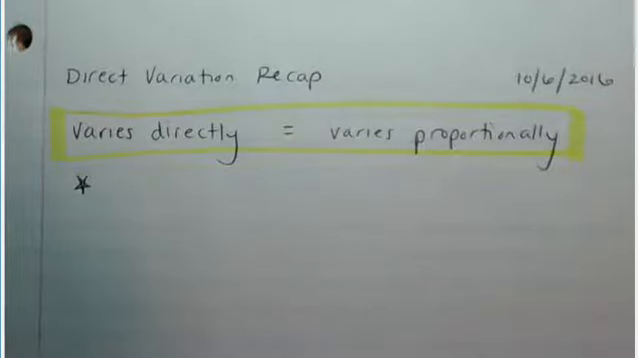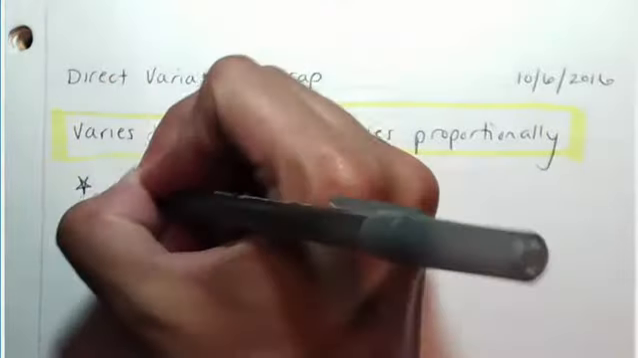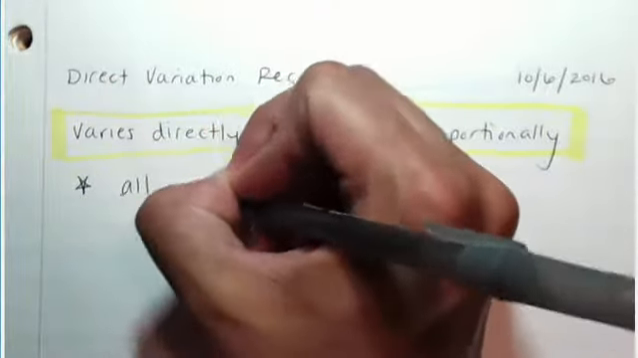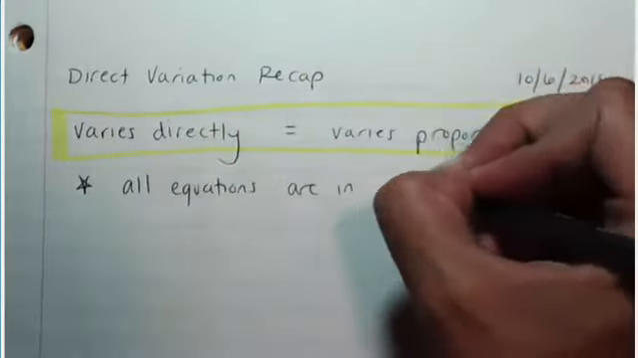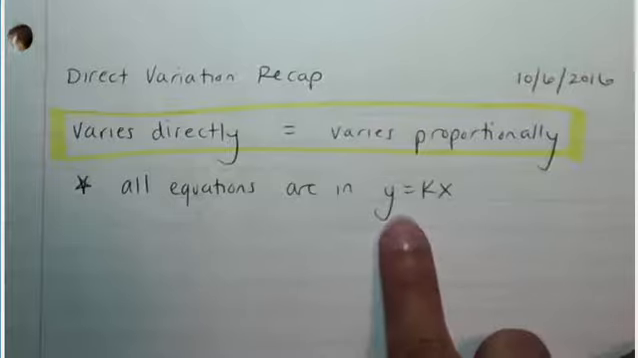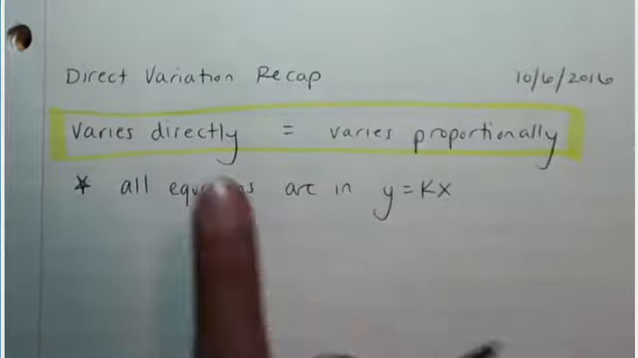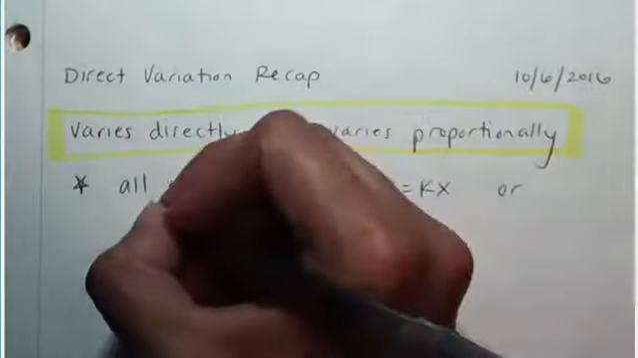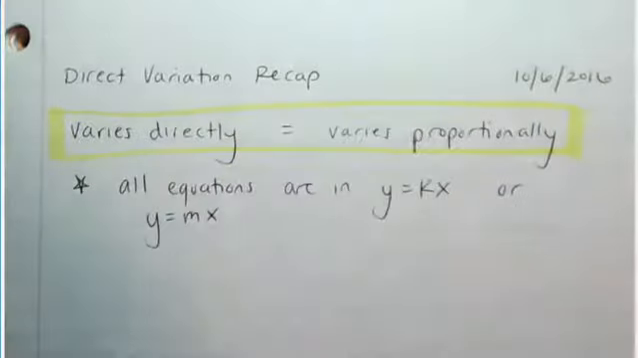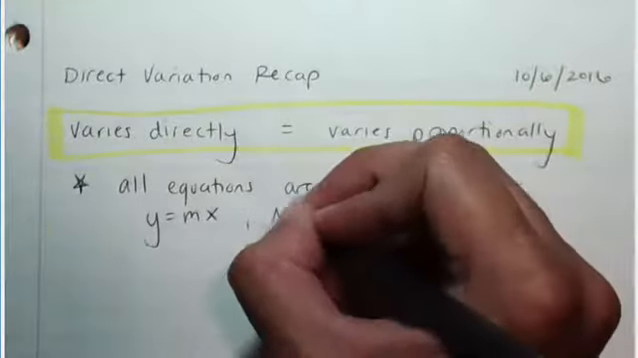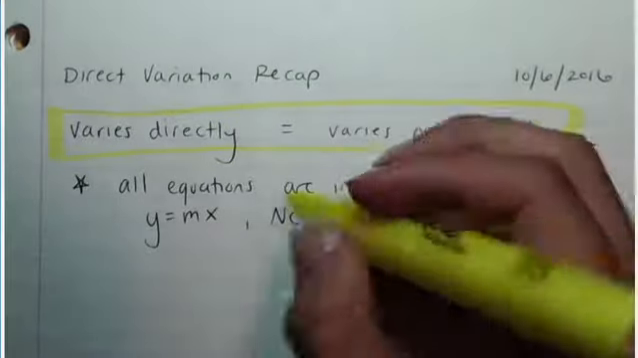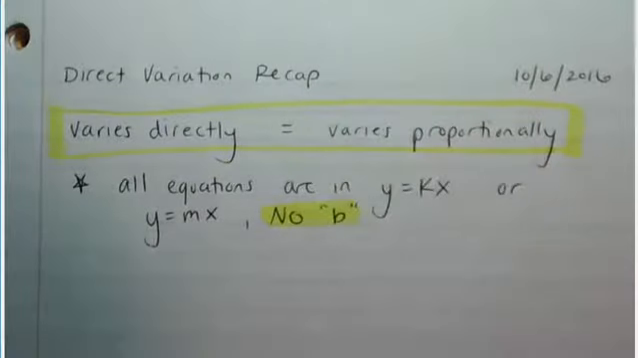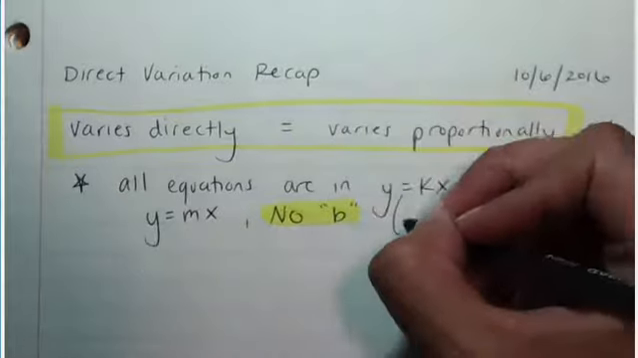Okay, when it comes to varying directly, or direct variation, and proportional, that means that all of the equations are in y equals kx. Now we use that formula again when we vary directly or direct variation. Or proportional, it would just be y equals mx. But no matter what, there cannot be a b or a y-intercept. So I'm going to highlight that. There's no y-intercept. Do you want to write that down as well?